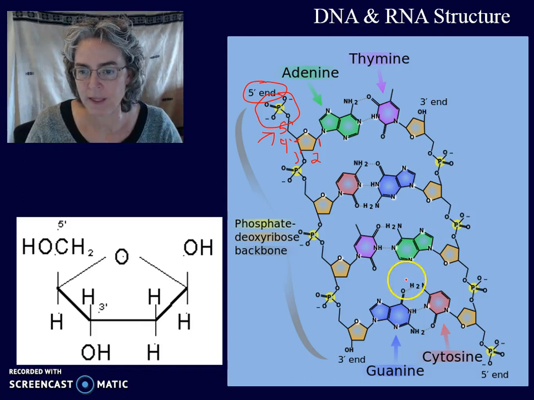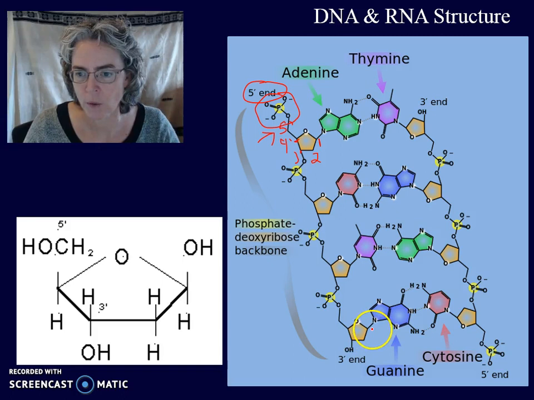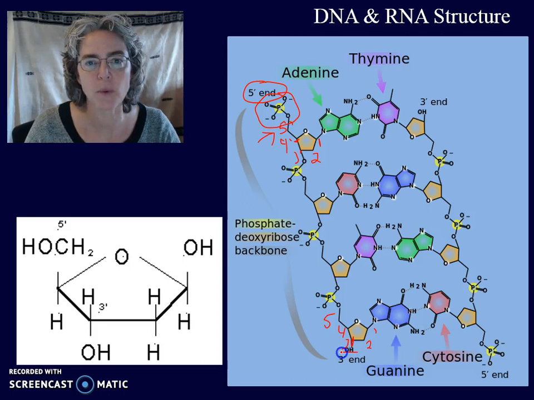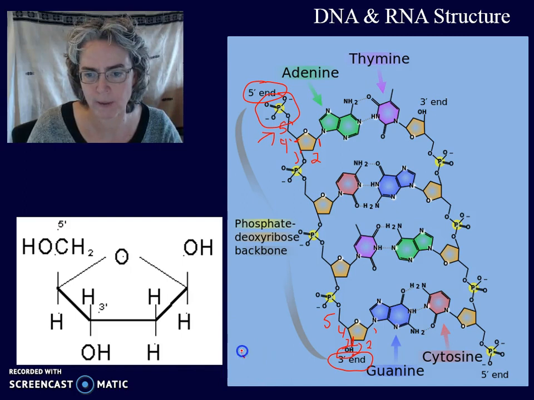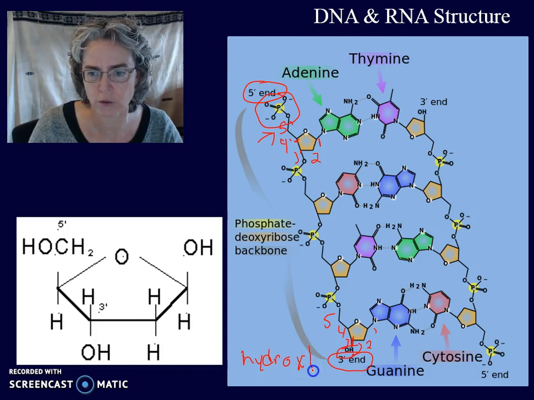On this end down here, we've got again 1', 2', 3', 4', 5'. This is our 3' carbon right here, and that's why it's called our 3' end. And that 3' end has a hydroxyl group. Let me write that out: hydroxyl group.